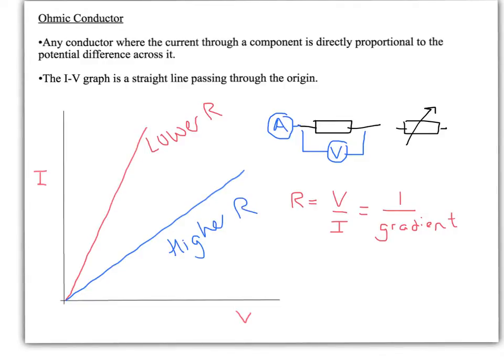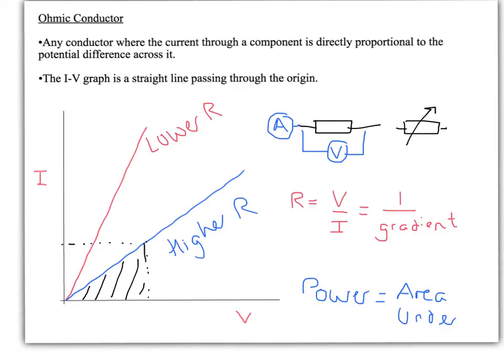And as a side note, the power, which you can calculate using IV, is going to be the area under the graph. So if we want to know what the power dissipated at a certain potential difference is, you'd be looking here and you'd be looking at the area under that. But like I say, that's a side note. I'm more interested in looking at the gradient and how that impacts on resistance. So that's an ohmic conductor.